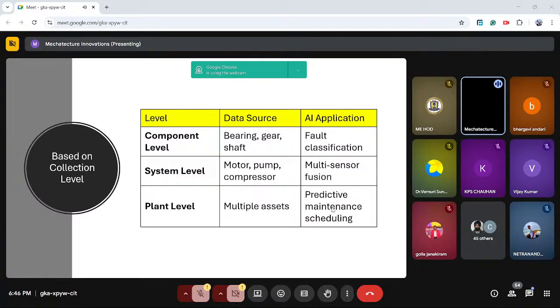Okay, so these are the collections of data that are taken care of by the AI. See, the AI and the condition monitoring steps are very much literally the same.